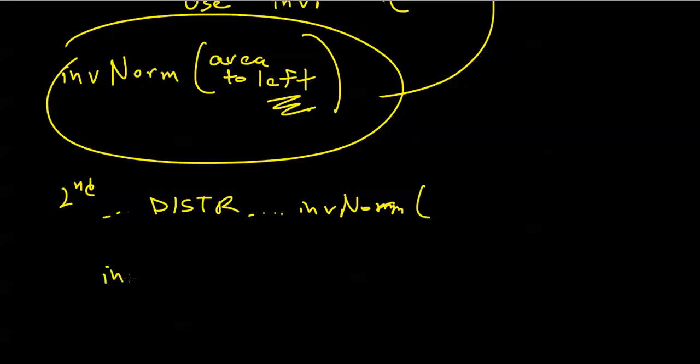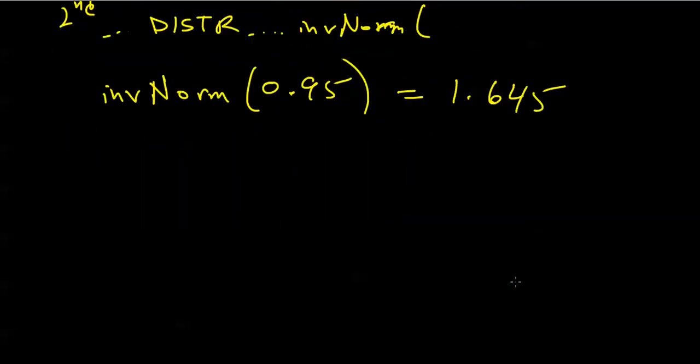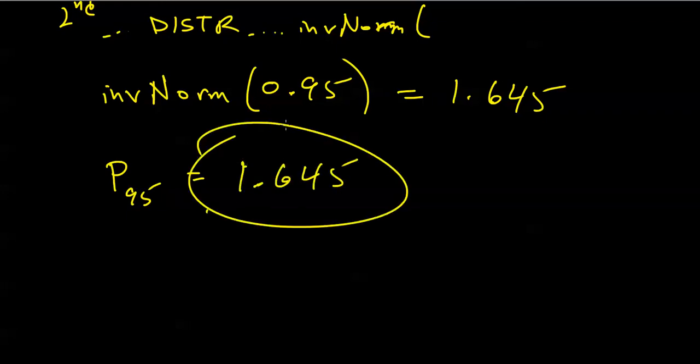All right, and the syntax for this particular problem, I plug in inverse norm, 0.95 is my known area to the left, and I punch that out and execute, and I get a z-value of 1.645. So I claim the 95th percentile of a standard normally distributed variable is going to be 1.645. That's the value I seek for this example.